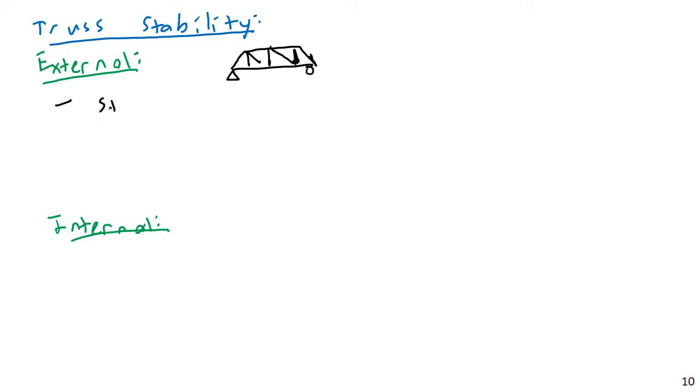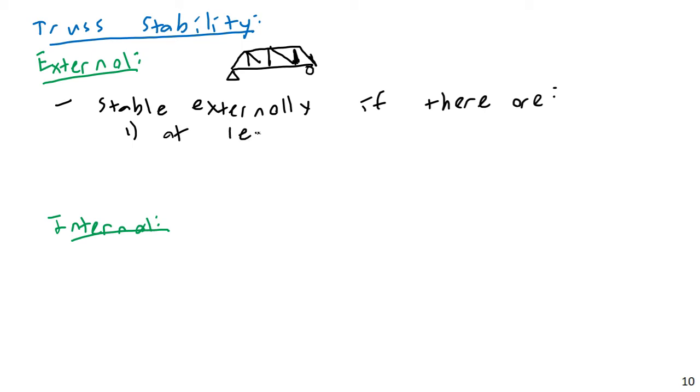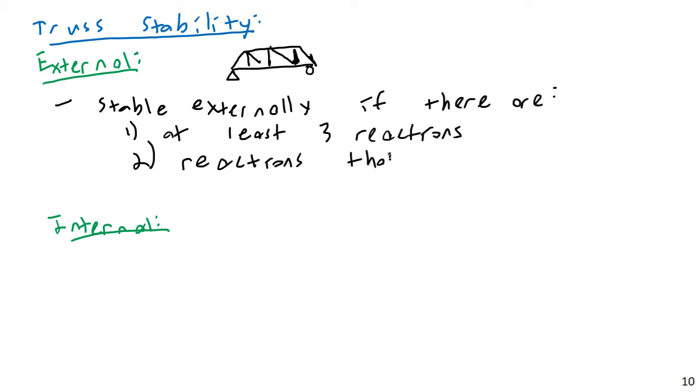So it's stable externally if there are at least three reactions, and these reactions are not all concurrent or parallel. And we discussed this previously.